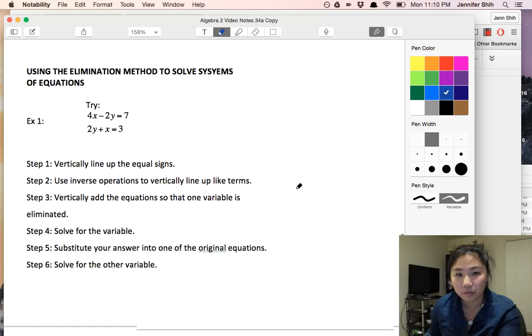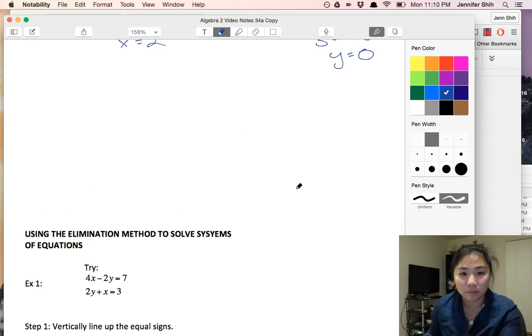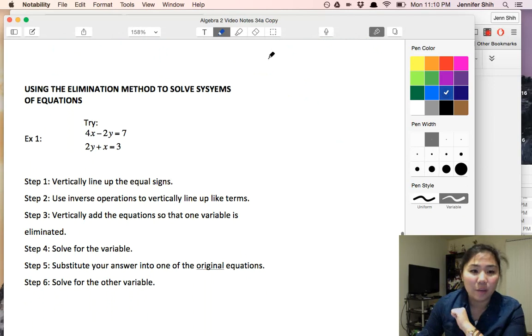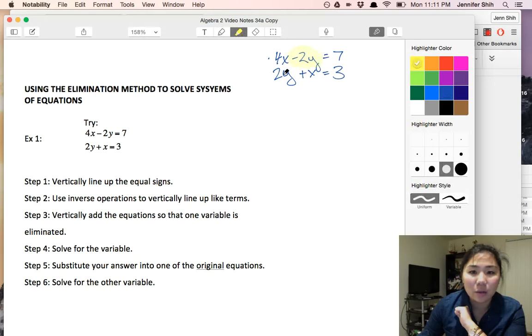I don't know why I don't have enough room. Okay. So I'm going to start all the way up here. 4x, I'm just going to copy down the problem. 4x minus 2y equals 7. And then 2y plus x is equal to 3. I'm going to highlight the y's. And then I'm going to highlight the x's in a different color.